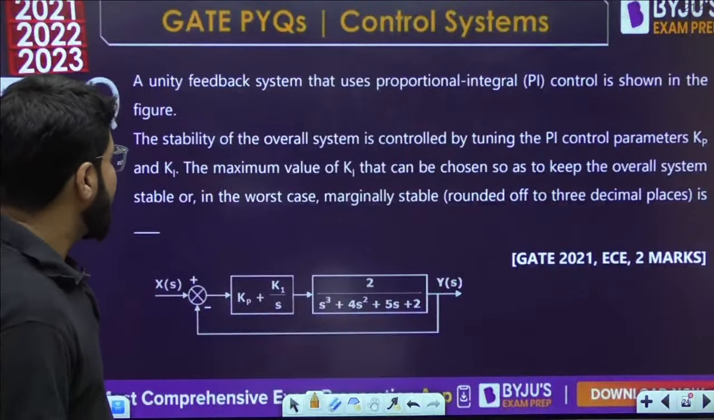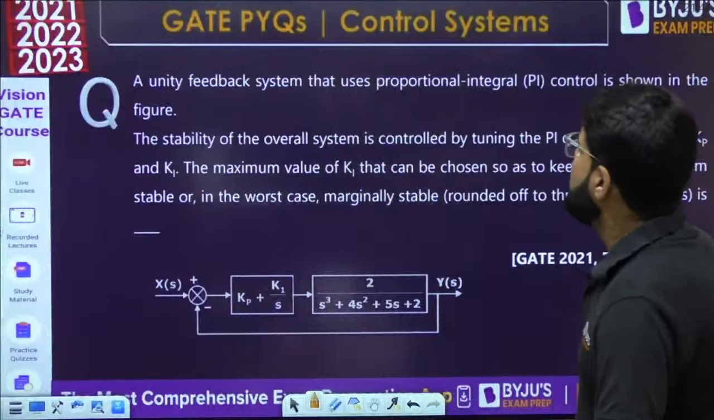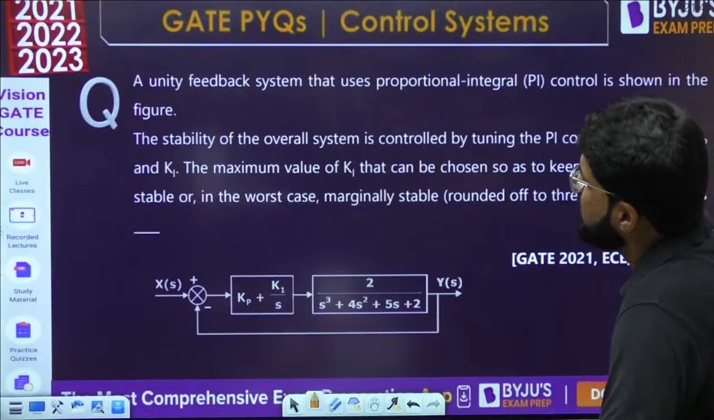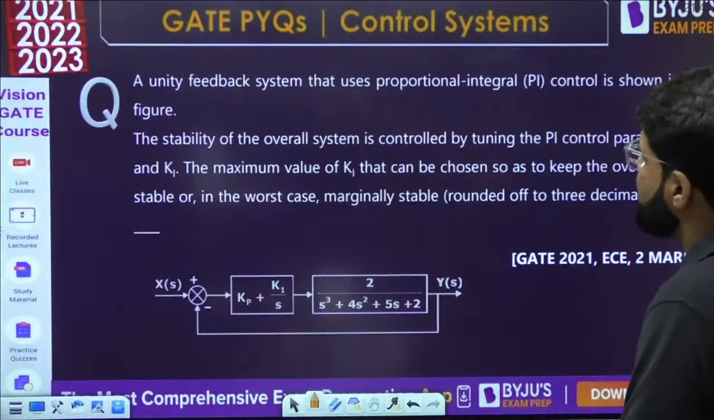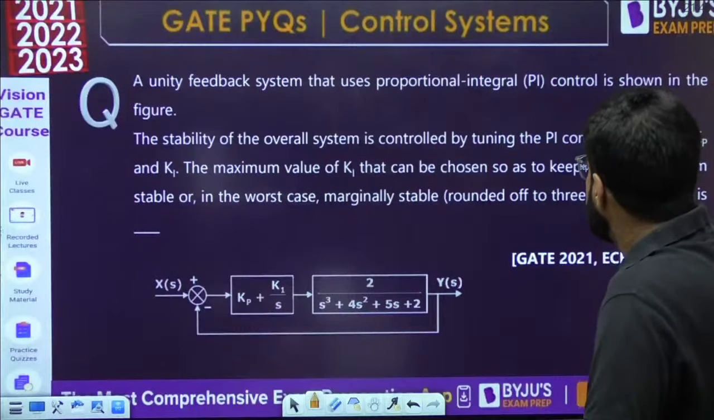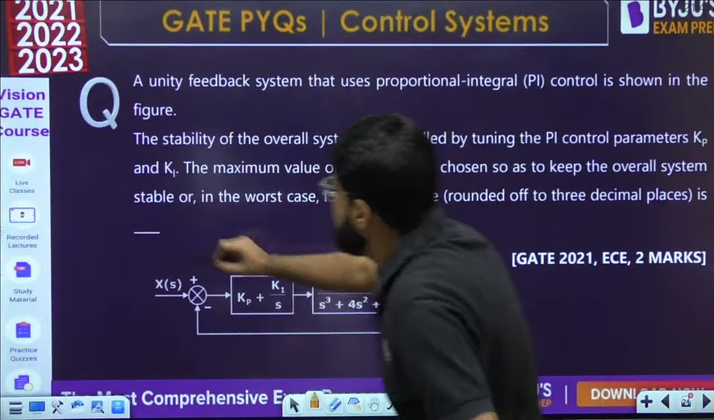Here it is, 2021 EC, 2 marks. Good question here. Let's look at it. A unity feedback system that uses proportional integral (PI) control is shown in the figure. The stability of the overall system is controlled by tuning the PI control parameters KP and KI. The maximum value of KI that can be chosen so as to keep the overall system stable or, in the worst case, marginally stable.